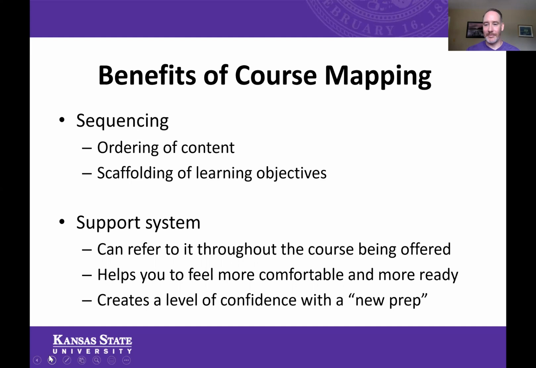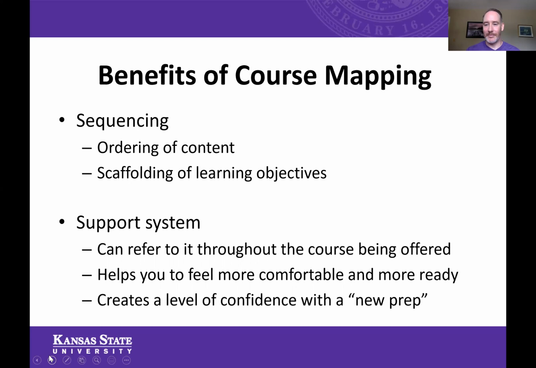Now, this can also lead to the scaffolding of learning objectives, which basically means that you would decide some learning objectives need to come before others, and some are maybe dependent on others before they would show up in the course. And again, you can kind of play with different models for this to see how it might work. And then lastly, a course map really becomes kind of a support system for you throughout the term.